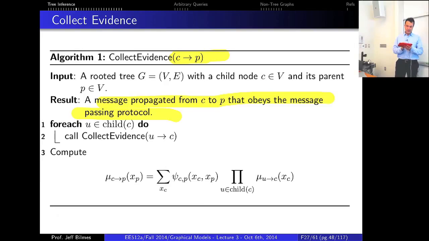So what we do, the first thing we do is that for each child of the child, so you can think of it as the grandchild in some sense, for each grandchild, we call collect evidence from the grandchild to the child.